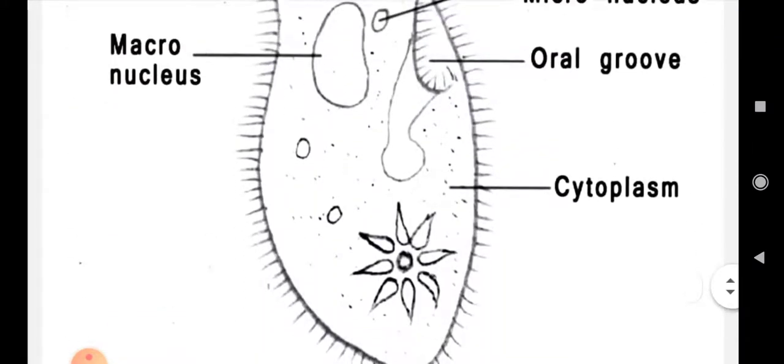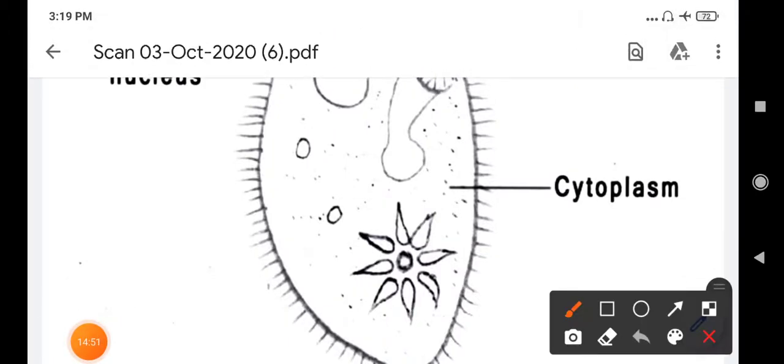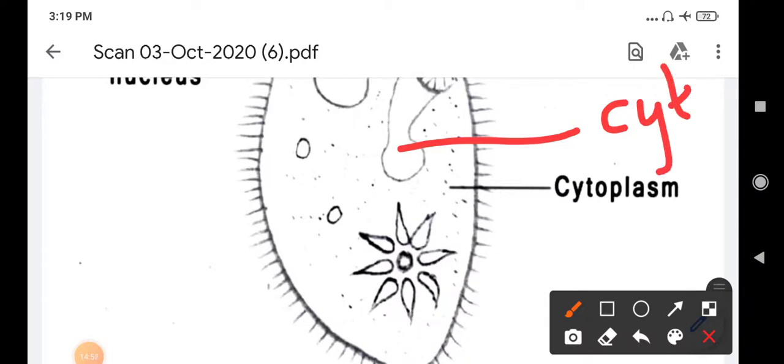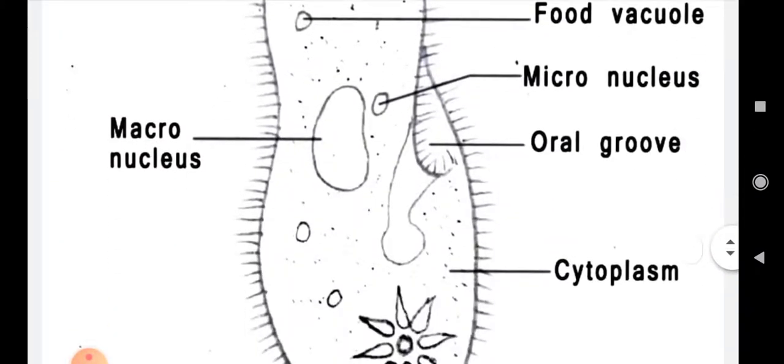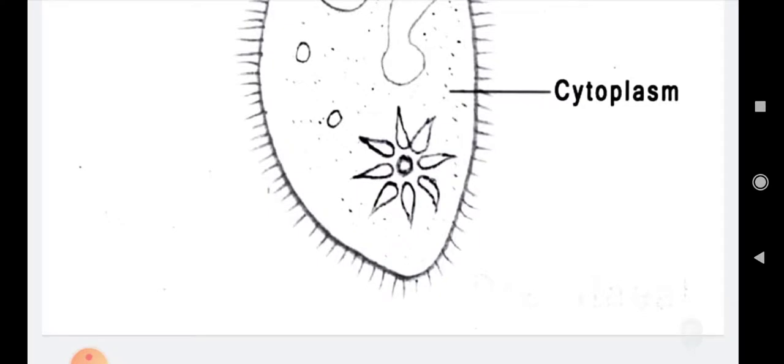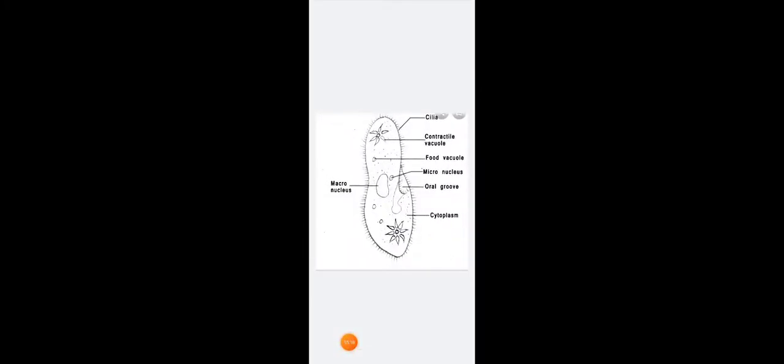This part is called the cytosome, which is helpful for taking the food material into the body. So these are the different parts of the paramecium, and you can draw the diagram by watching this question. I think we have covered all the questions of this worksheet, and if you have any doubts you can ask me.